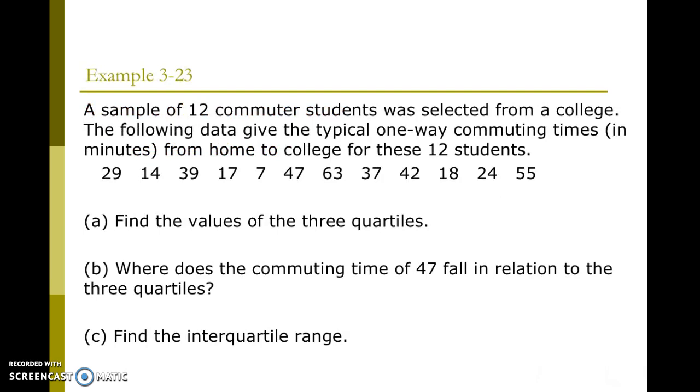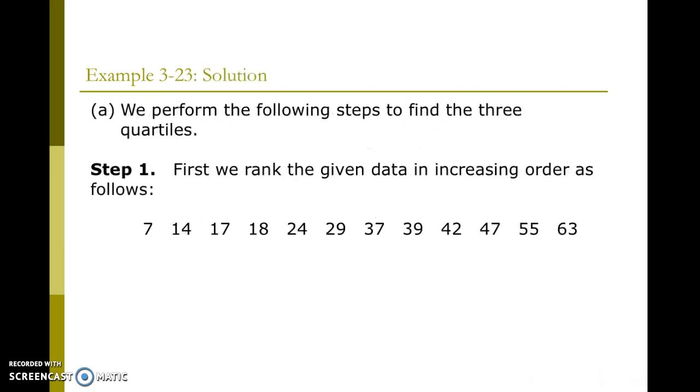So then here's a sample. 12 commuter students were selected from a college. Here's a typical one-way commuting time for these 12 students. We have 3 questions to answer. Find the values of the 3 quartiles. Where does the commuting time of 47 fall in relationship to the 3 quartiles? And then find the interquartile range. So then this will show how we can solve that.